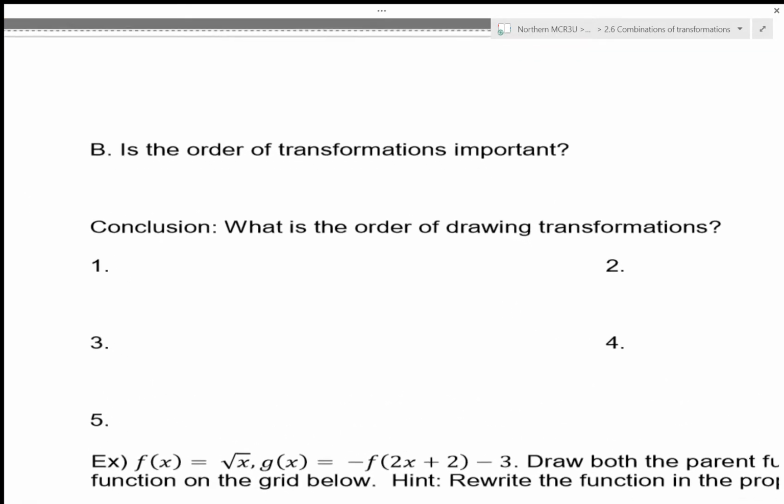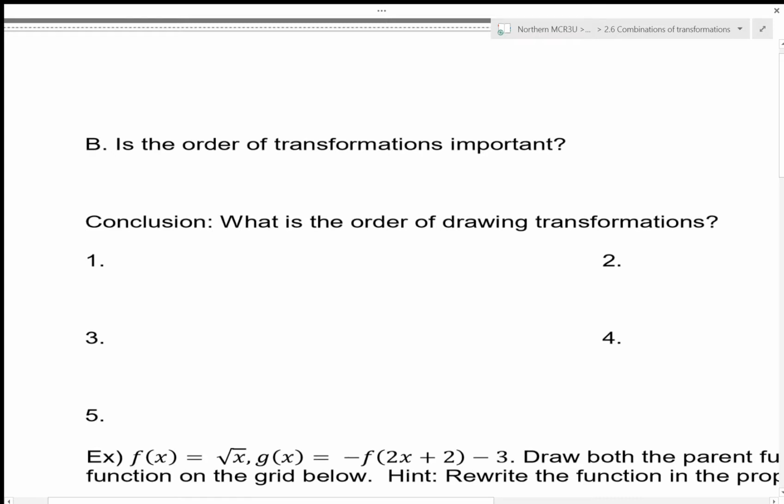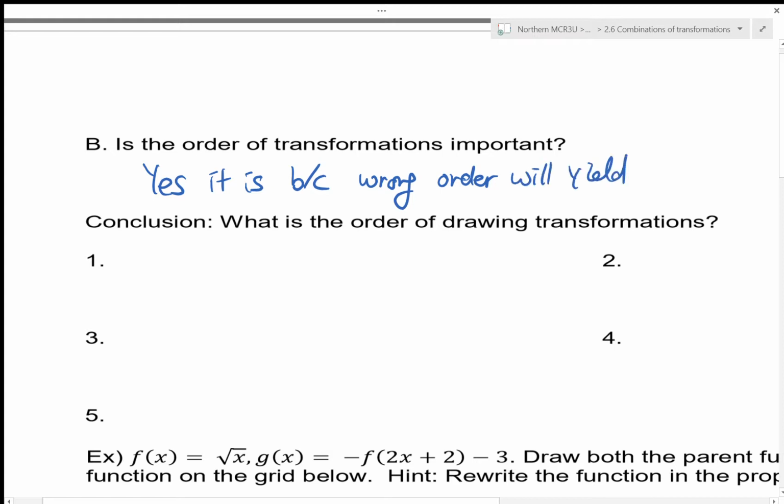So, is the order really important? Yes, it is, because if you don't follow it, as you saw, different orders give different functions. It's not going to give you the same. There is a specific order that we have to follow to get to the final product. So, is the order of transformations important? Yes, it is, because the wrong order will yield the wrong answer.